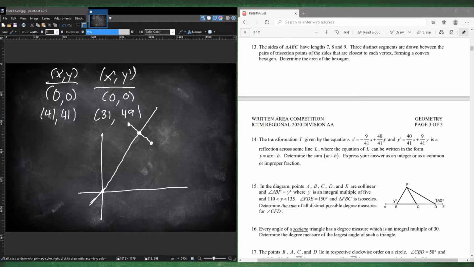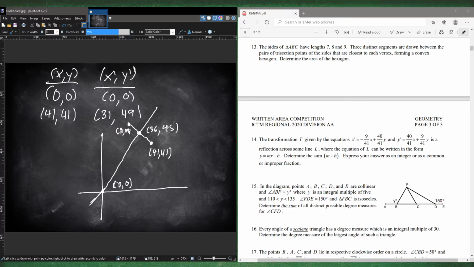So 41 plus 31, that is equal to 72, divided by 2 is 36. So our midpoint here, x coordinate is 36. And then 41 plus 49, that's 90. And then 90 divided by 2 is 45. So that's our midpoint between these 2 points, because that's just (31, 49). And this is (41, 41). And this point is (0, 0).